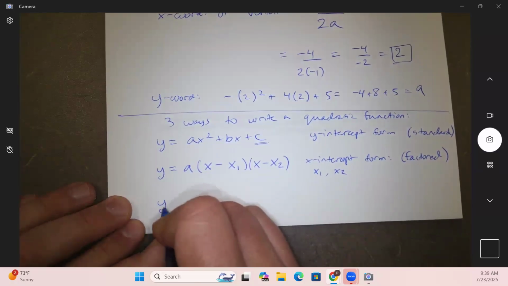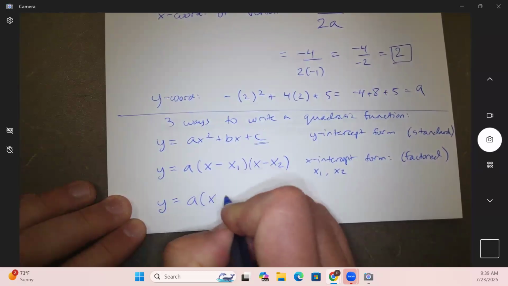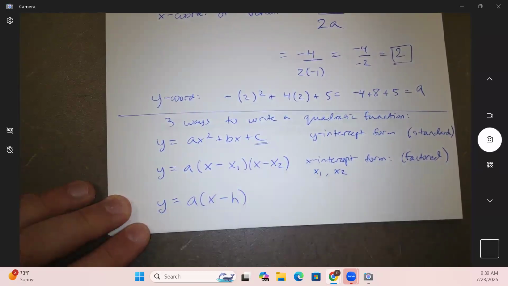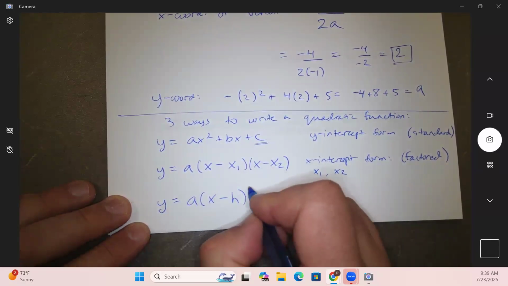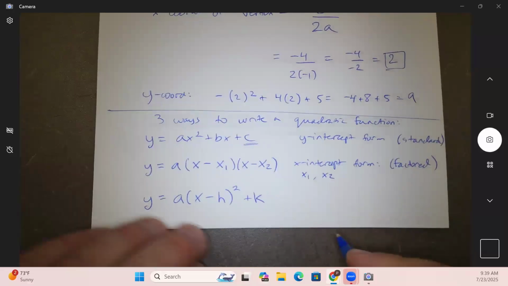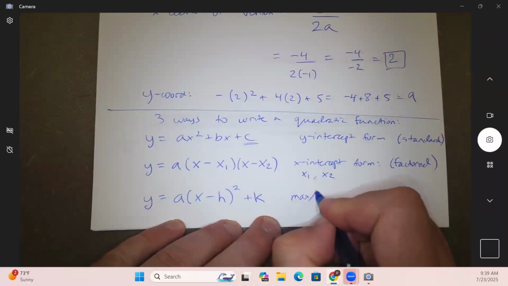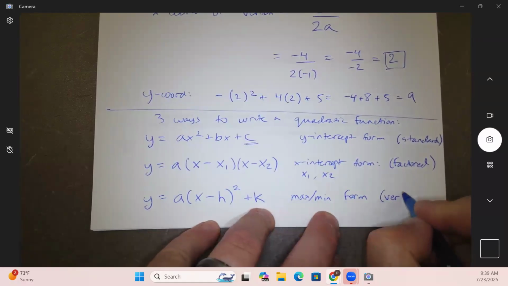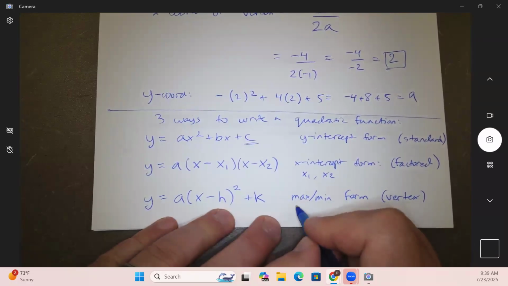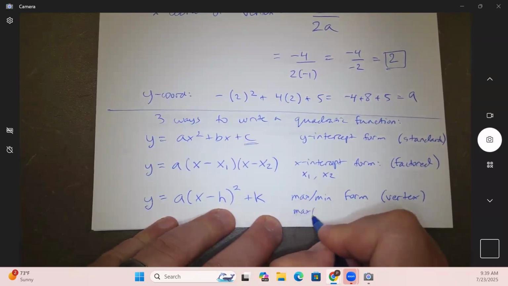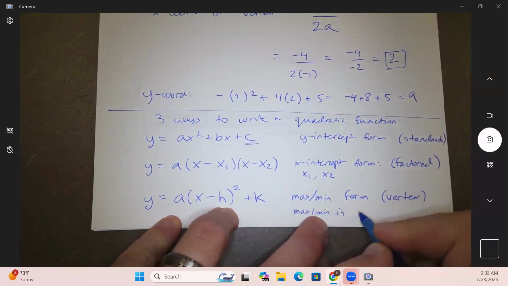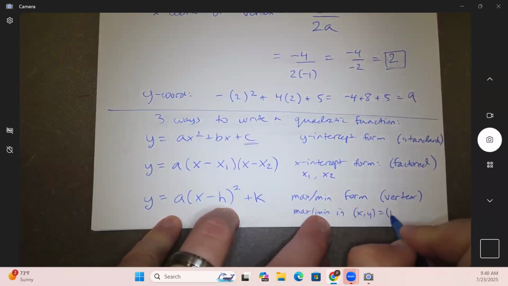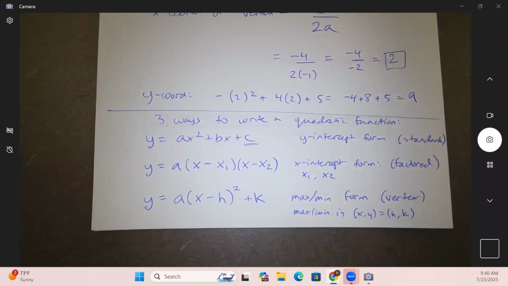And the third form is called vertex form. I don't like it, but they use h and k. I call this max-min form. Usually you'll see it as vertex form. The max or min is the point (x, y) equals (h, k). But I'll do it with this example. You can see it.